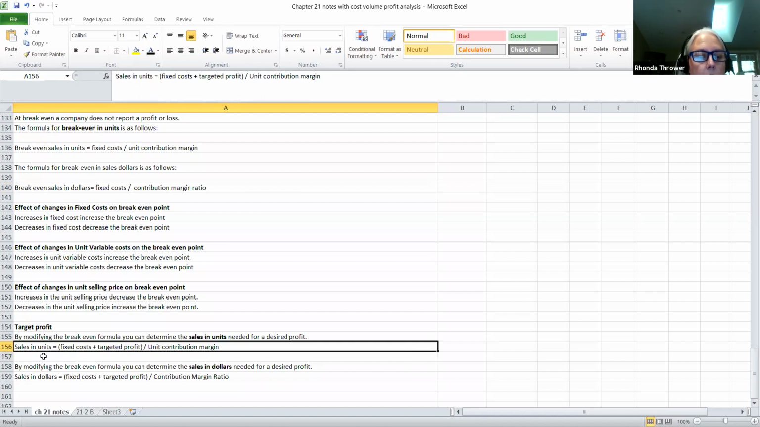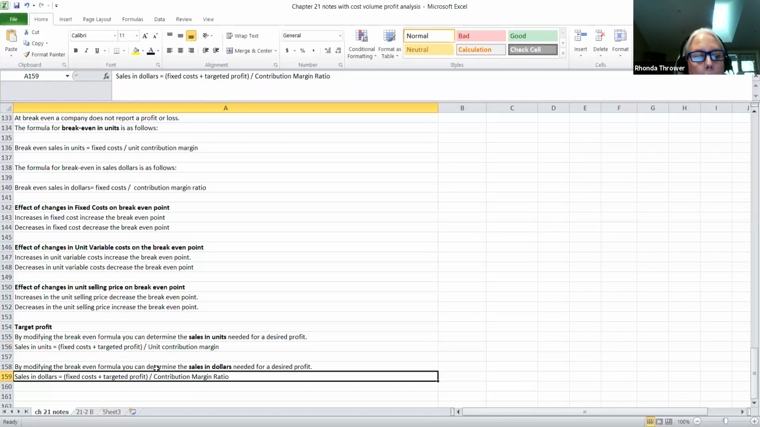Notice this says sales in units. Sales in units is going to be equal to your fixed cost plus your targeted profit divided by your unit contribution margin. What that would do is tell you how many units you had to sell in order to meet that desired profit.